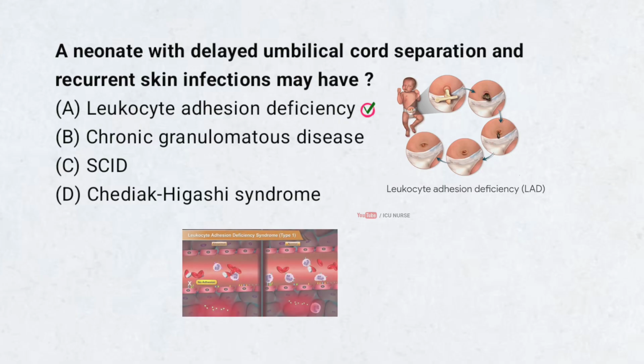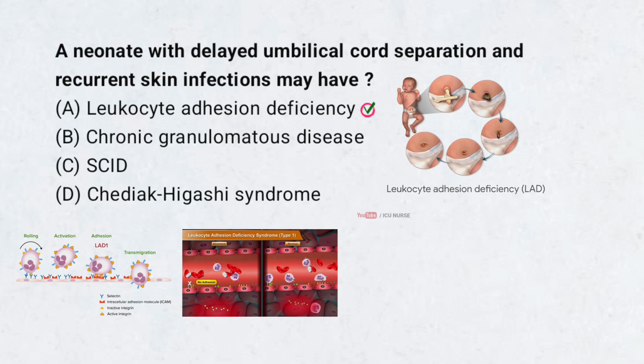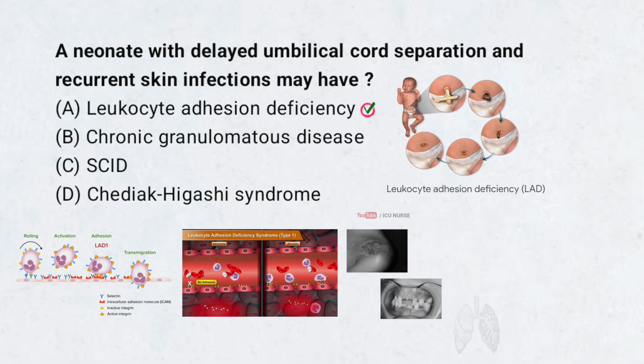LAD is a rare immune system disorder where WBCs can't stick to blood vessel walls to fight infections. Normally, WBCs roll, stick and squeeze out of vessels to attack germs. In LAD, they lack glue proteins, like integrins, needed for this process. As a result, infections of skin, gums, lungs keep coming back, heal slowly and don't show pus.